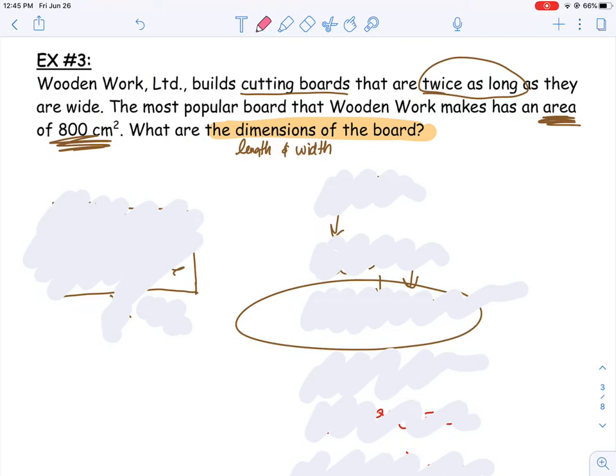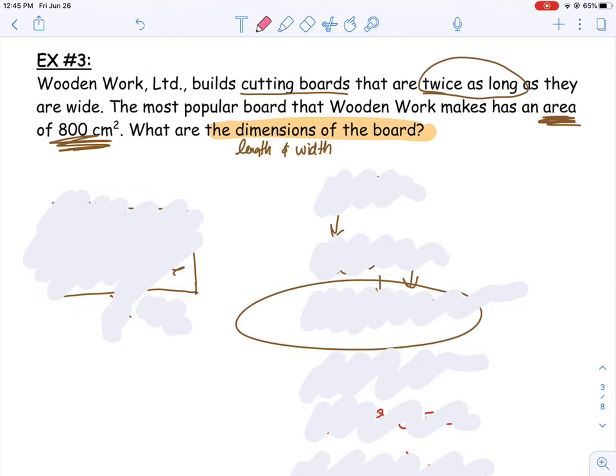They are twice as long as they are wide. The most popular board that wooden work makes has an area of 800 square centimeters. What are the dimensions of the board? So this question is asking us for the dimensions of the board, length and width. So I need to make sure that I have both of those answers in the end.